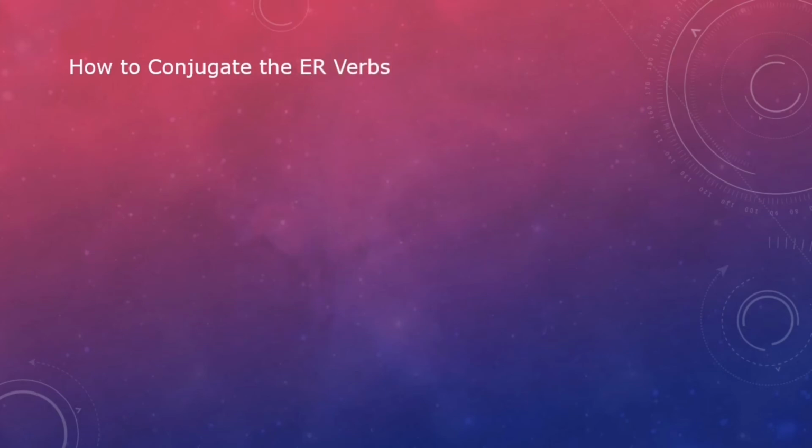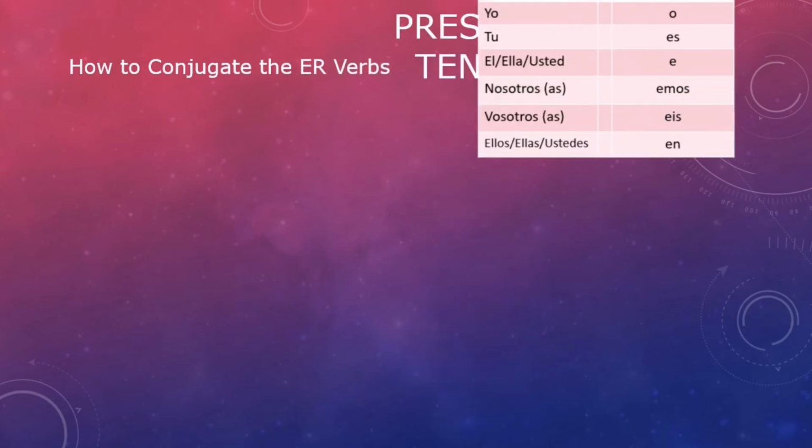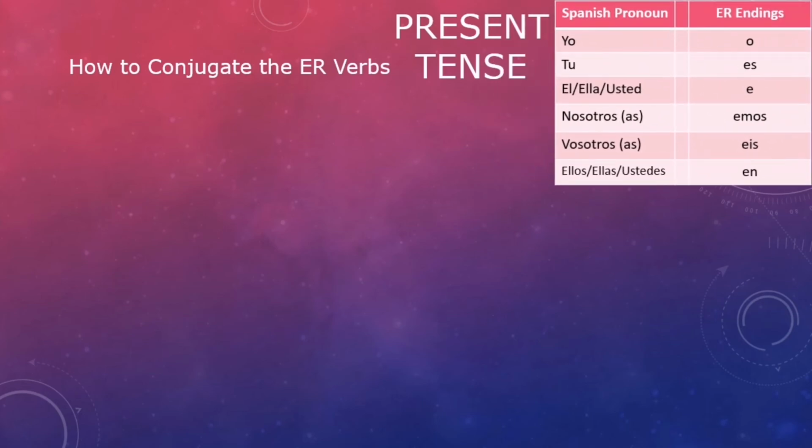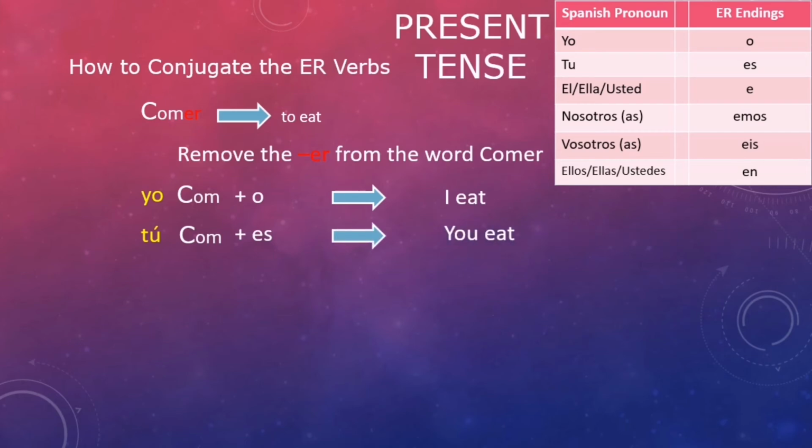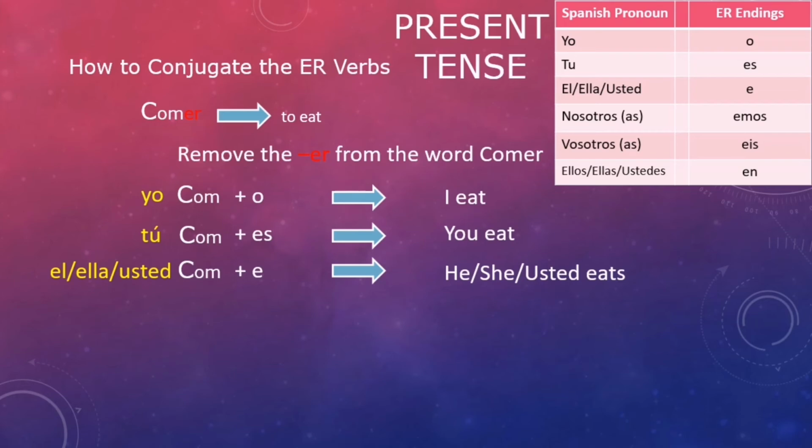How to conjugate the ER verbs in present tense. And I'm going to put the table here for our guidelines for the ER endings. Again, comer means to eat. Remove the ER from the word comer. Yo como. I eat. Tú comes. You eat. Él, ella, usted come. He or she or usted eats.